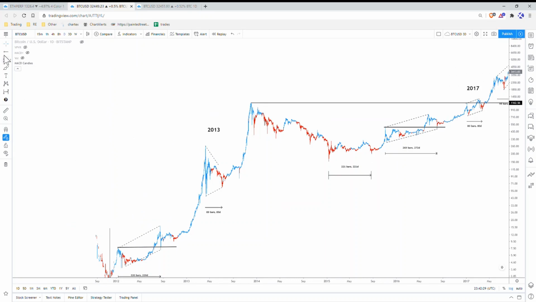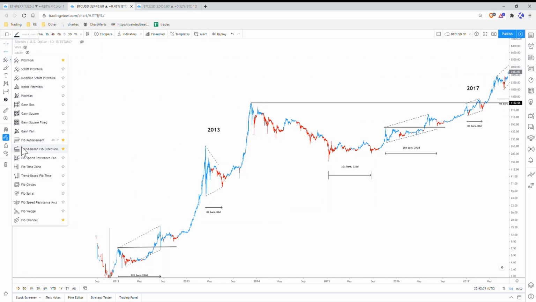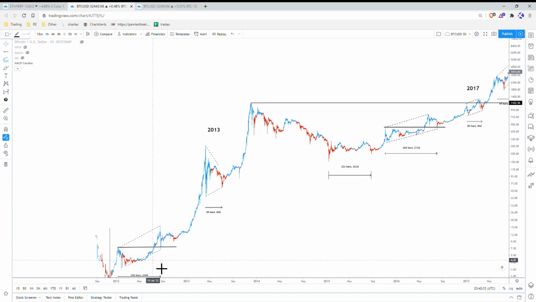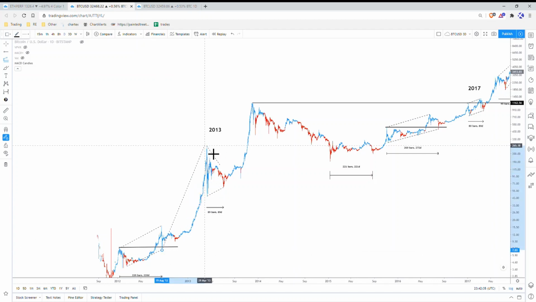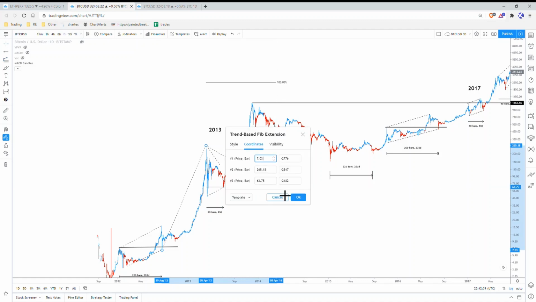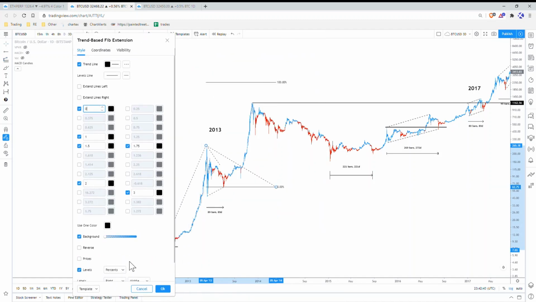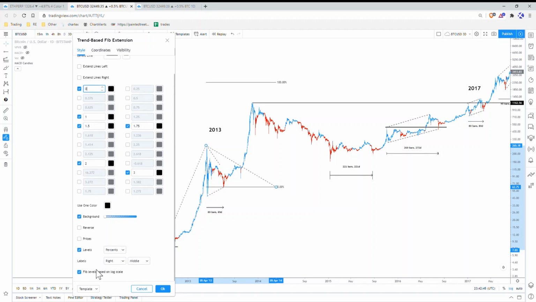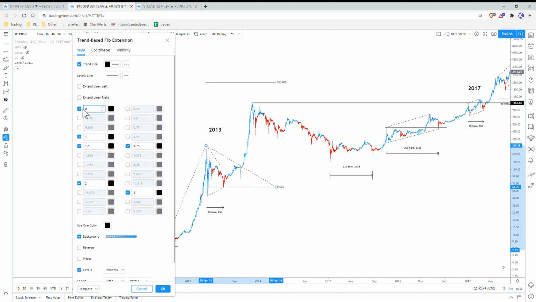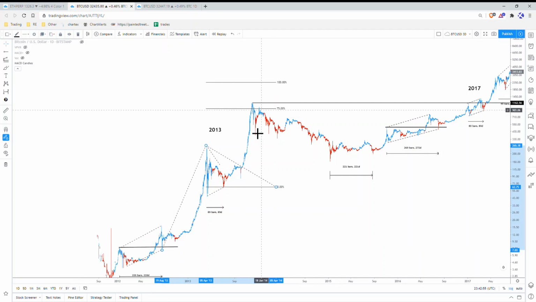If we measure this one using a fib extension, let's just take it from here to the high and then back to the low. Now note that this is based on log scale. The fib levels are based on log scale. Let me grab a 0.75 pivot. Yeah, look, we extended just past the 0.75.